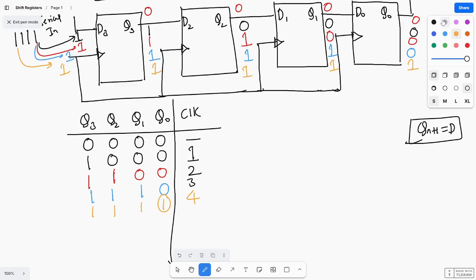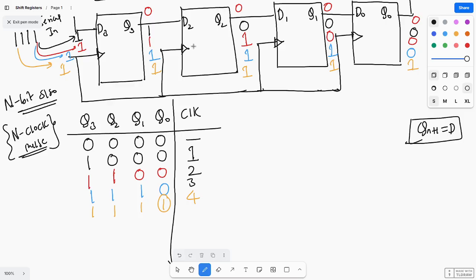Suppose you consider an n-bit shift register, n-bit SISO. At what clock pulse will all the data be loaded? At the nth clock pulse. Whatever data you want to load, at the n clock pulse the data will be loaded in the shift register.